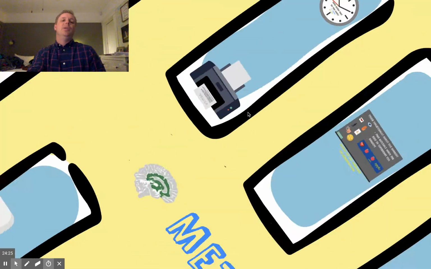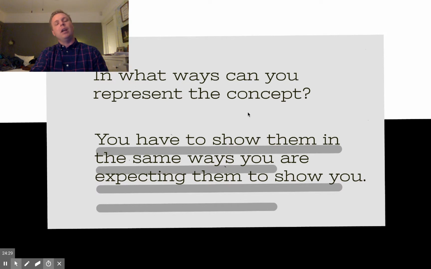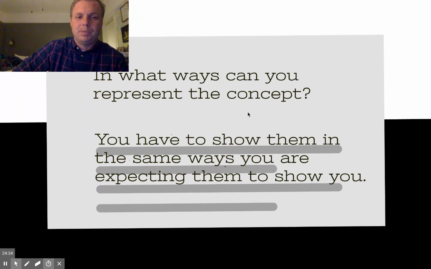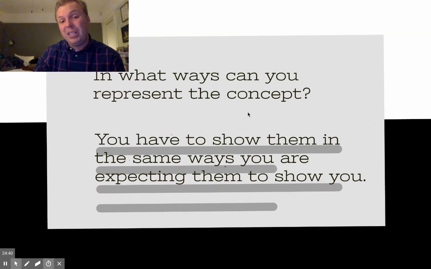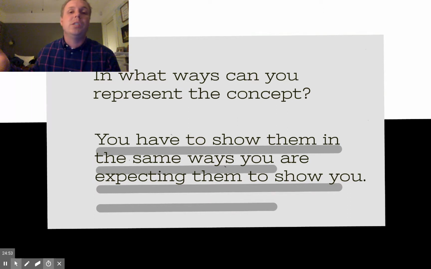In thinking of this, in what ways can you represent this concept? Right? So in thinking of representations, think if you're giving kids options for how they show you their understanding, but you've only taught adding and subtracting fractions with unlike denominators with the historical algorithm, right? You've never modeled for them what those other choices could look like.